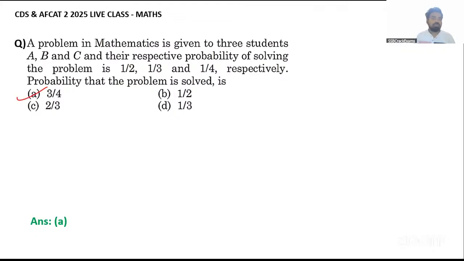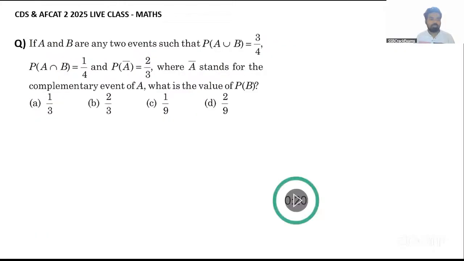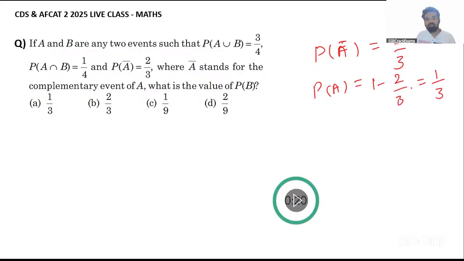Okay. Next question. Few more questions, then we are done. If A and B are any two events such that P of A union B is 3 upon 4, P of A intersection B is 1 upon 4, and P of A naught is 2 upon 3, where A naught stands for the complement, what is the probability value of B? Okay, so P of A naught is given to be 2 upon 3. It means that the probability of A is equal to 1 minus 2 upon 3, which is 1 upon 3.